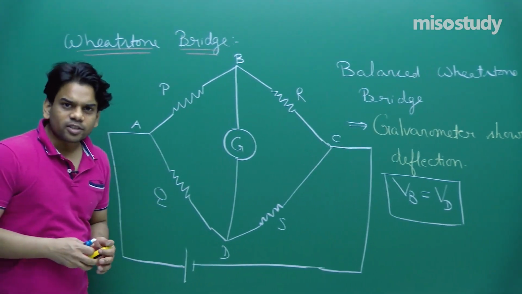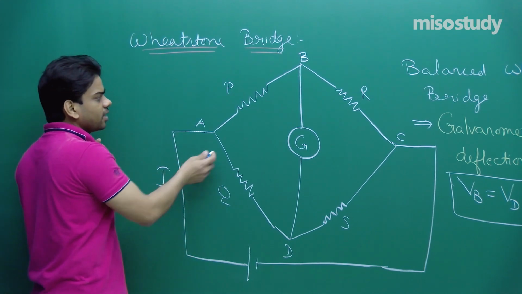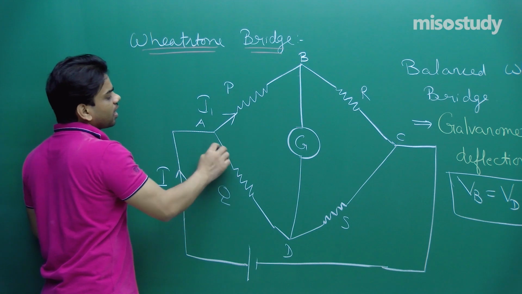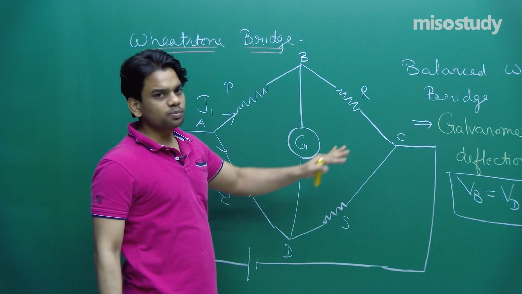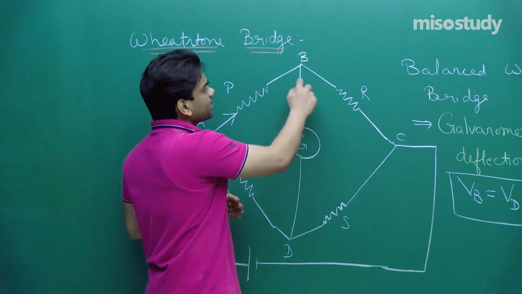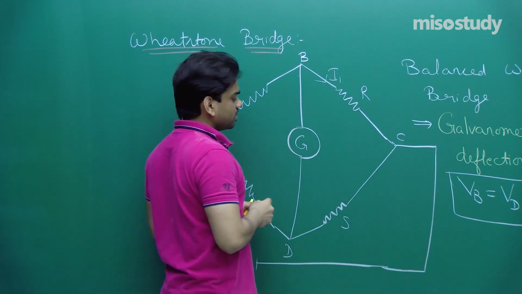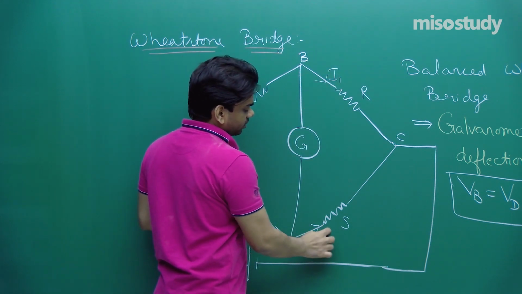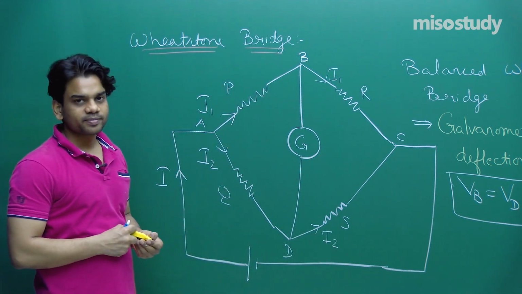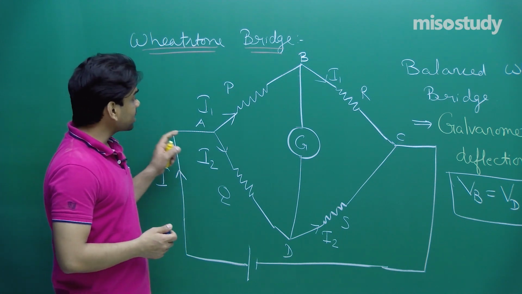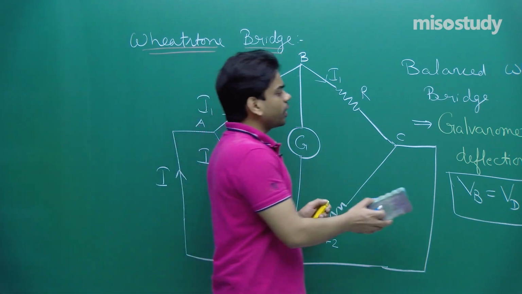Now, if it's a balanced Wheatstone bridge, and let's say current I was moving through this cell, it distributes into 2 parts, I1 and I2. Since there is no current flowing across B and D, I1 current will be moving across this, and again I2 current will be moving across this, because both B and D are at the same potential. Now you see here, as I told you, the potential difference is 0 across B and D.